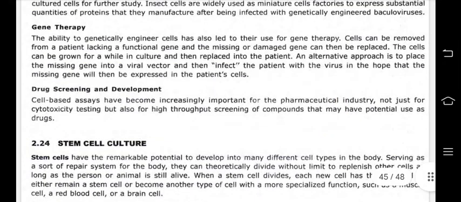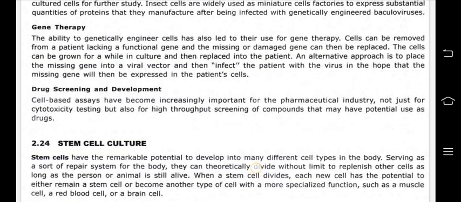That is gene therapy. The ability to genetically engineer cells has also led to their use for gene therapy. Cells can be removed from a patient lacking a functional gene, and the missing or damaged gene can then be replaced. The cells can be grown for a while in culture and then replaced into the patient. An alternative approach is to place the missing gene into a viral vector and then infect the patient with the virus in the hope that the missing gene will then be expressed in the patient's cells. That also comes under gene therapy.